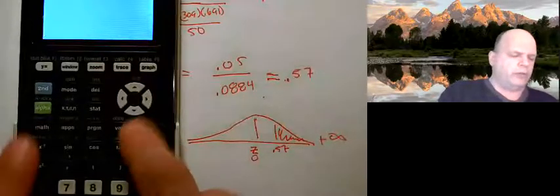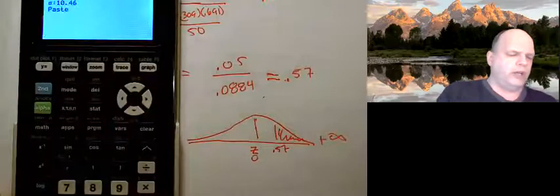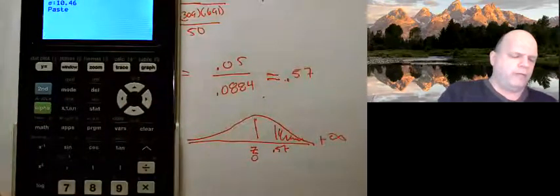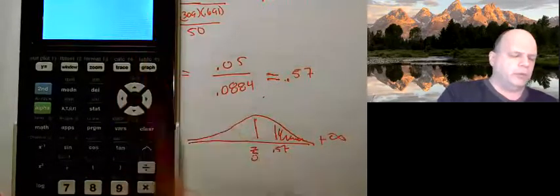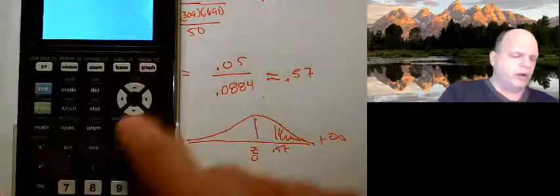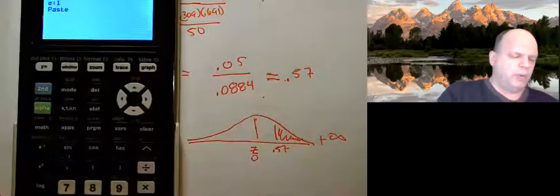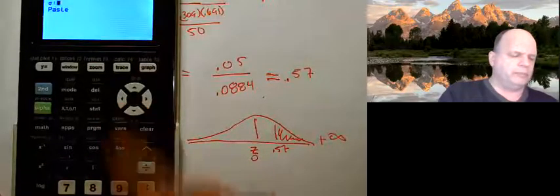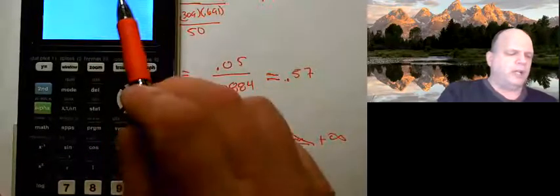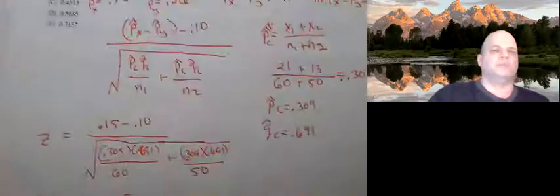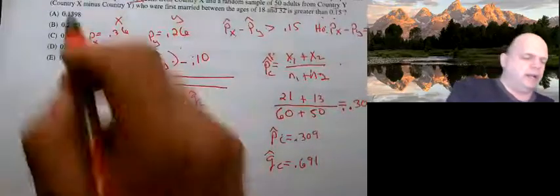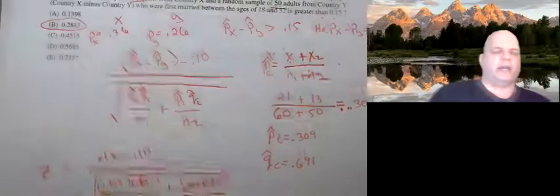So second VARS, normal CDF, lower bound 0.57, upper bound infinity, mean is 0 because it's a z-score, standard deviation of 1. And second VARS, normal CDF, 0.57, not 57. And I end up getting 0.2843. And after all the rounding that I did, I end up getting to their answer.